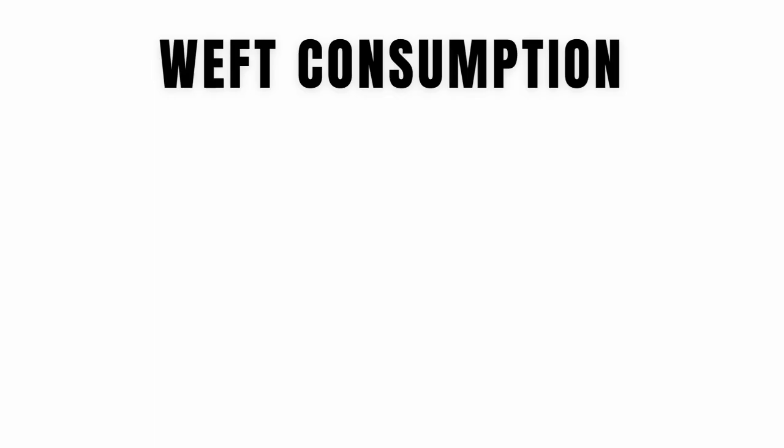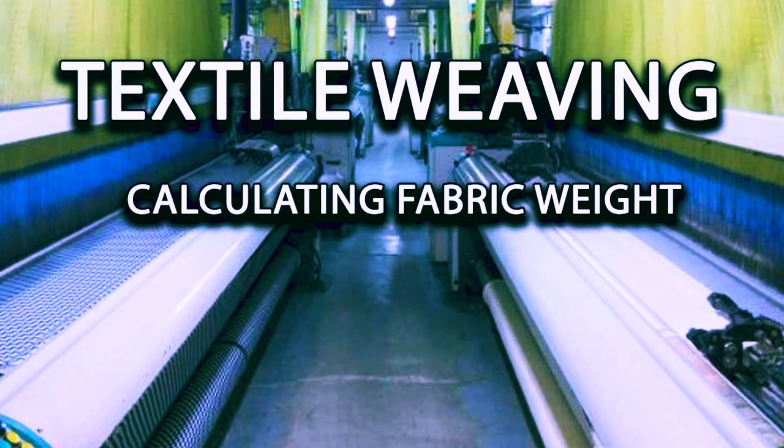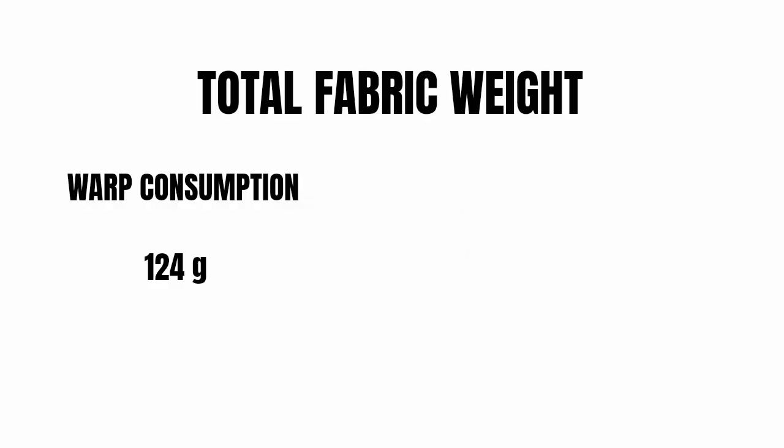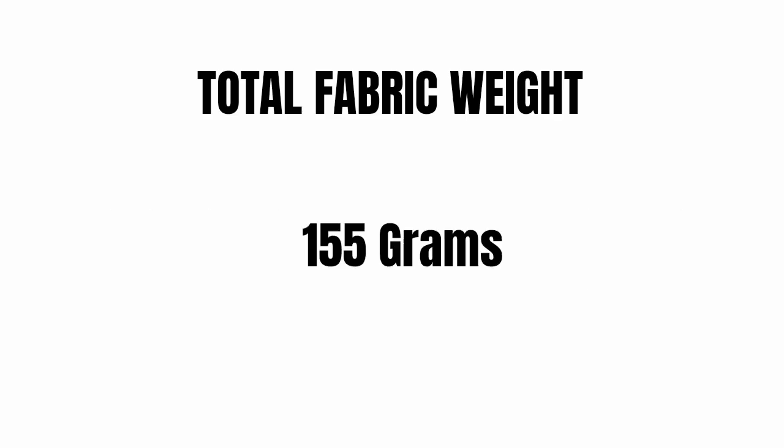So, till here, we have calculated the weft and warp yarn consumptions separately. Now we need to add them together in order to find the total fabric weight in grams. If we add 124 to 31, we'll find 155 grams of fabric weight per meter.